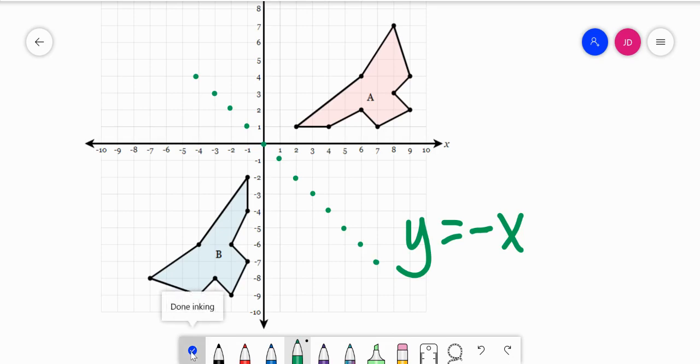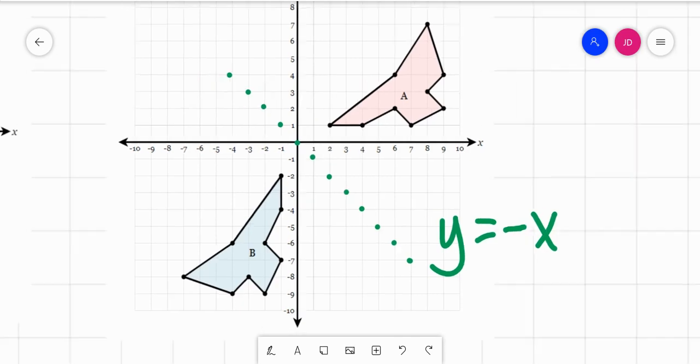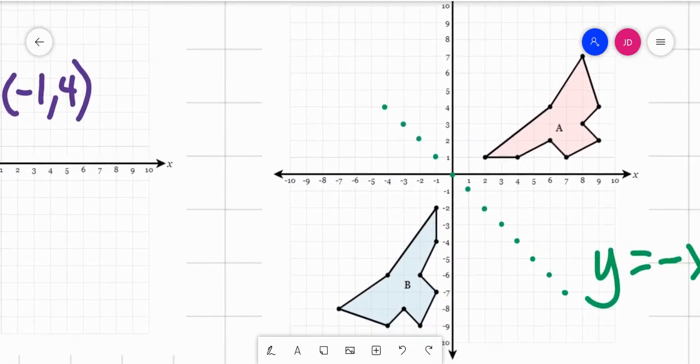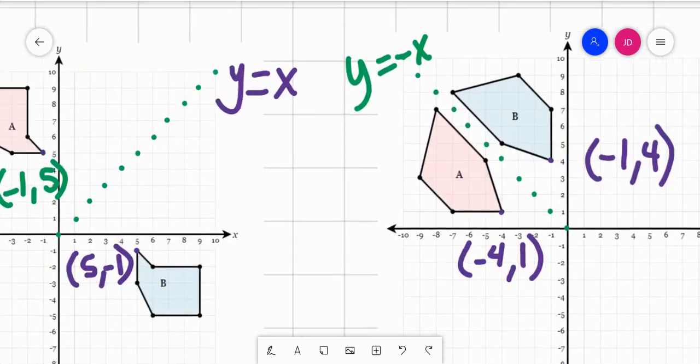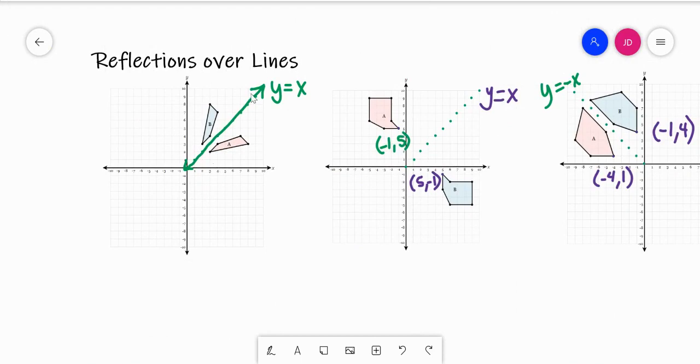Just two more examples of a situation that you could have when you're flipping over the line, either y equals negative x, like this one, or if I zoom out, here we go, line y equals x. If I flip it over this, it's going to flip over the line going up and right. So those are other different types of reflections you could have over lines. And that's pretty much all the ones we're going to cover with our transformations unit.